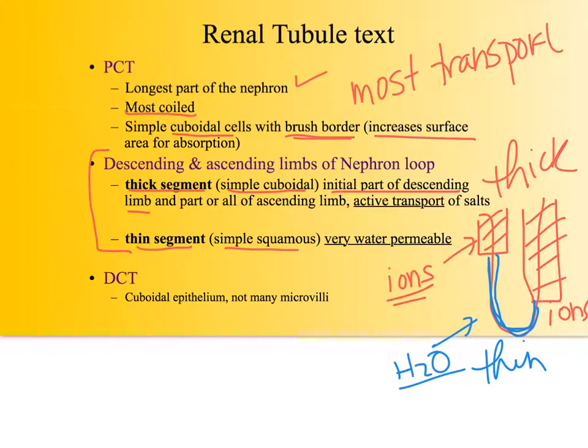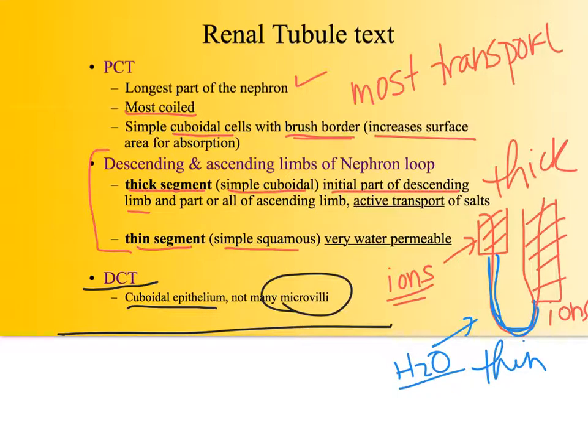Okay, and then the very last part is the DCT, the distal convoluted tubule, which is cuboidal epithelium, but it doesn't have many microvilli in it. So most of the transport is occurring before we get to the DCT. But the DCT has some important features. That's actually where the hormones work. It has hormone receptors. Okay, so this is the end of the nephron. All of this is part of the nephron.